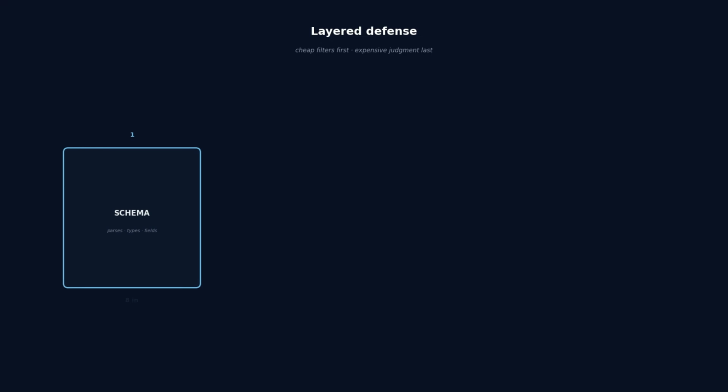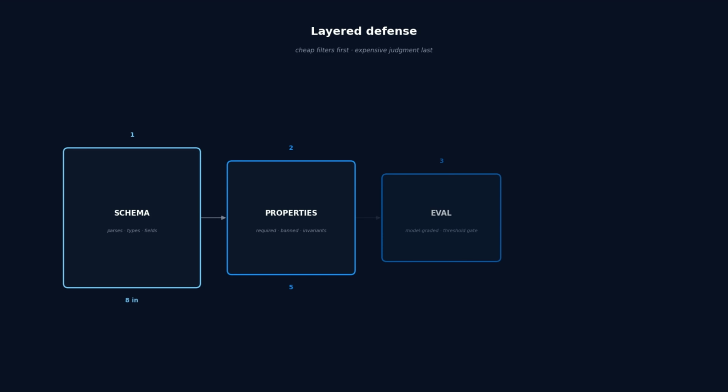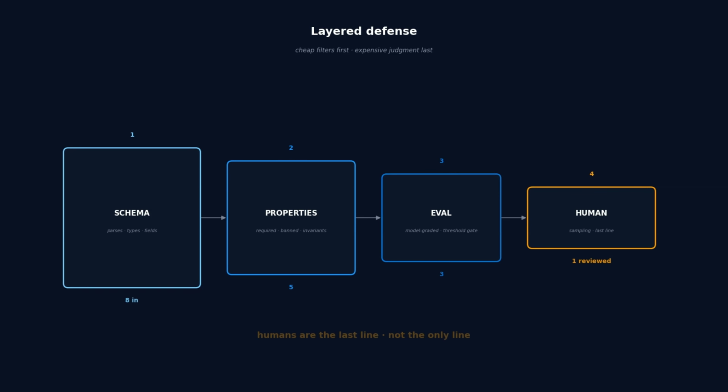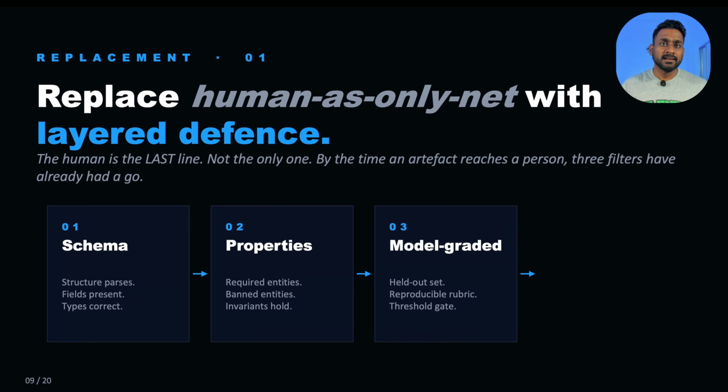First, schema checks. Can the structure parse, are fields present, are the types correct? This catches the cheap failures fast. Second, property checks. Required entities present, banned entities absent, invariants hold. This is where you assert what must be true regardless of phrasing. Third, model-graded evaluation. A held-out set, a reproducible rubric, a threshold gate. Now you're testing quality in a way that scales and repeats.